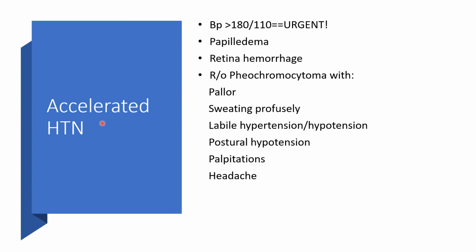Now, accelerated hypertension. The BP greater than 180 over 110 is also hypertensive urgency. There will be associated papilledema, retinal hemorrhage. We must rule out pheochromocytoma. Pheochromocytoma will present with pallor, sweating profusely, labile hypertension with postural hypotension, palpitations, and headache.